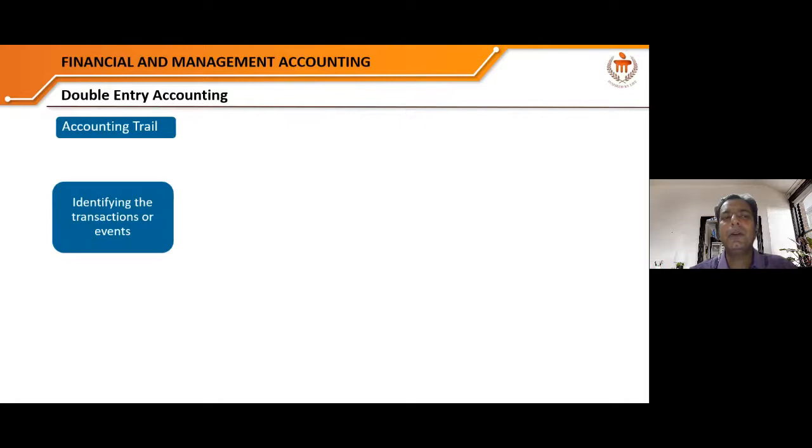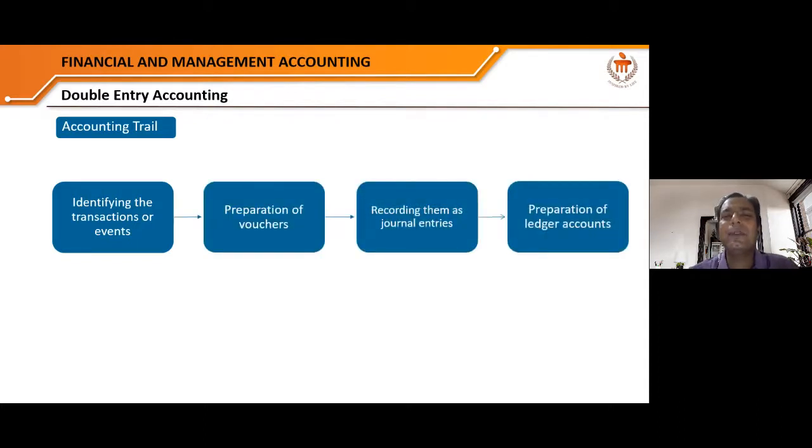Now, when we go to the accounting trail, what is actually the accounting trail? We can say the accounting trail is the sequence of transactions and how they work, finally resulting in the financial statements. The first thing is that we identify the transactions and events. Then we prepare vouchers. Either vouchers are already there, or we prepare them, and they work as support or evidence of that transaction.